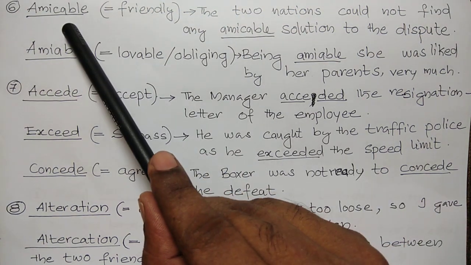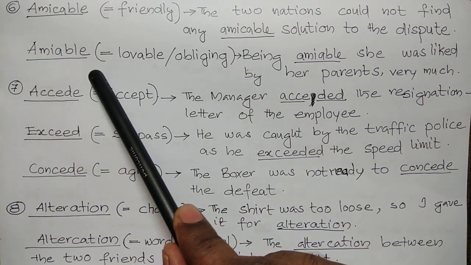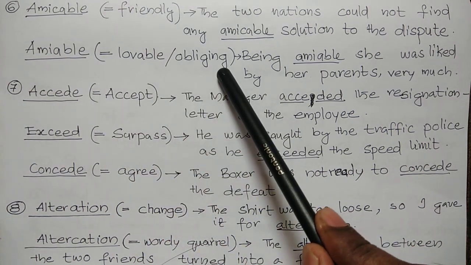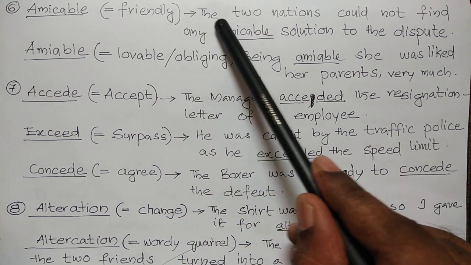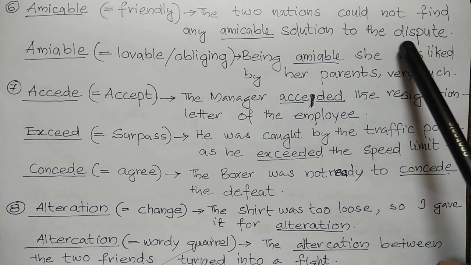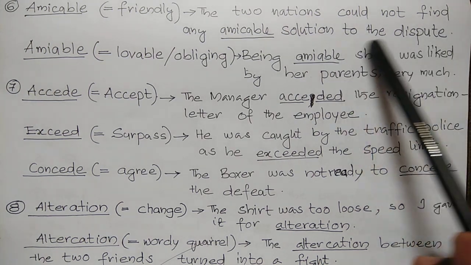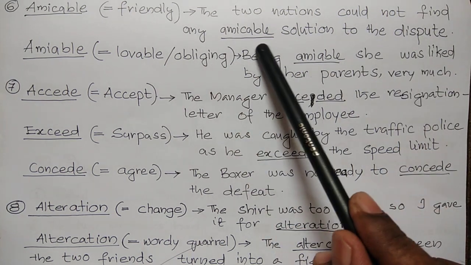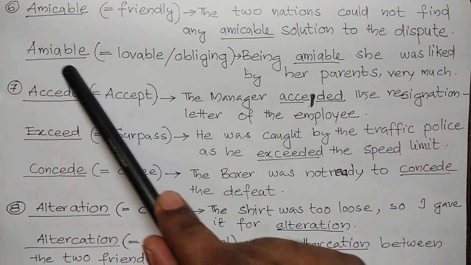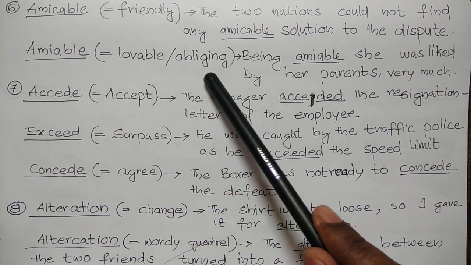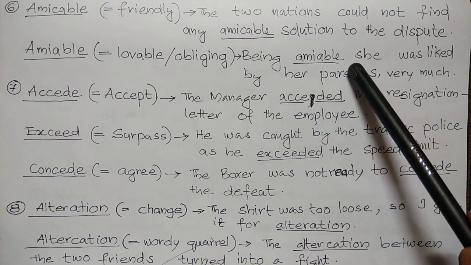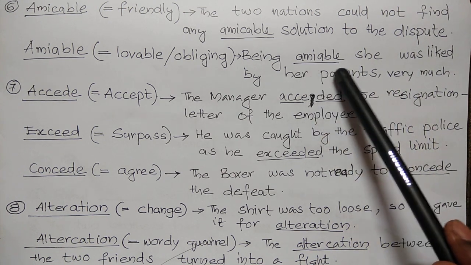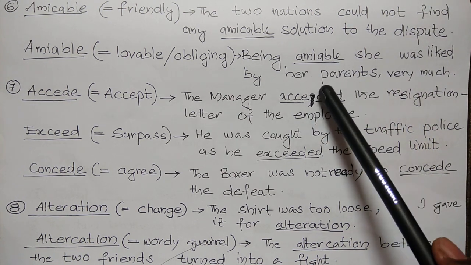Sixth one, amicable, amiable. Amicable means friendly. Amiable means lovable or obliging. The two nations could not find any amicable solution to the dispute. Means they could not find any friendly solution. Amiable, lovable or obliging. Being amiable, she was liked by her parents very much. Means she was very obedient or amiable. So she was liked very much by her parents.